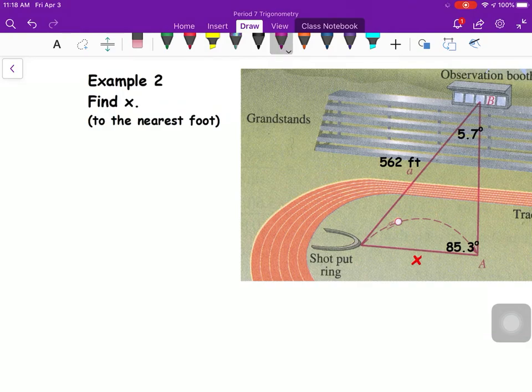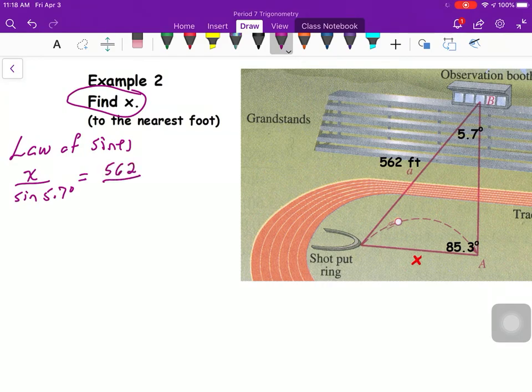Let's do another example of this law of sines. So this is a bit of an application problem. In this problem, we're just supposed to find x. And again, we're going to use the law of sines. The x is across from the 5.7 degrees. So x over the sine of 5.7 degrees will equal, and then the 562 feet is across from the 85.3.